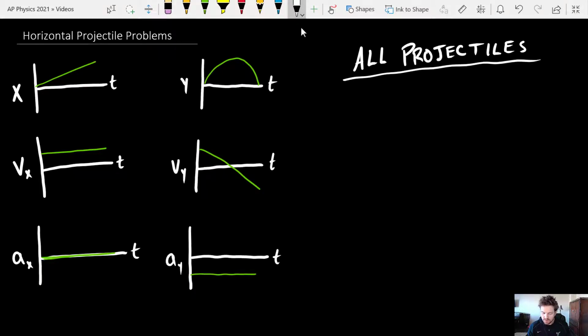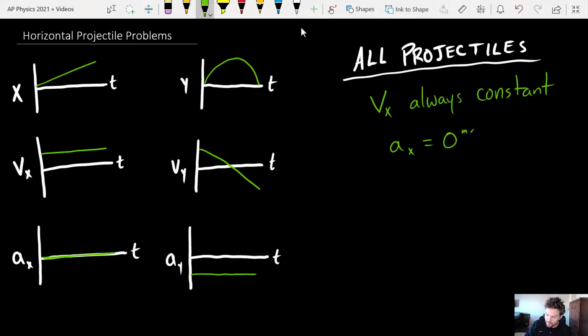All of our projectiles, we can figure out that if this is what all of our projectile motion graphs look like in the x direction, then the x velocity is always constant. All right, so in other words, it never changes. So what that does is it tells me the acceleration in the x direction is always equal to 0 meters per second squared.